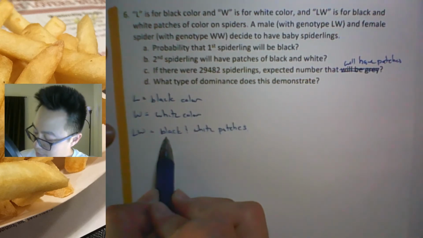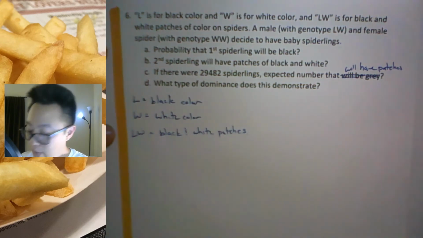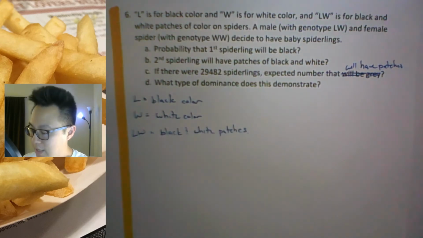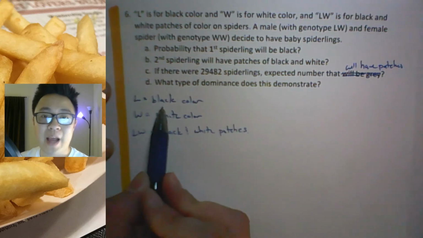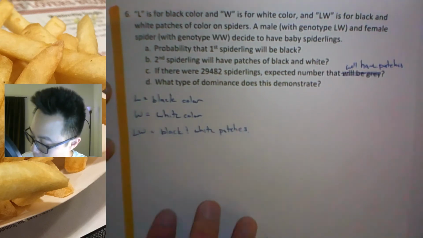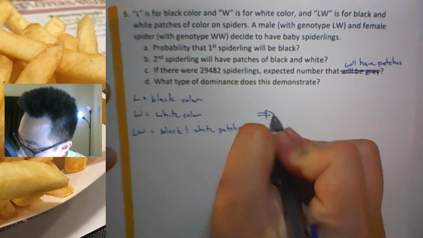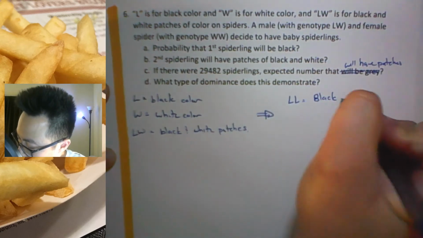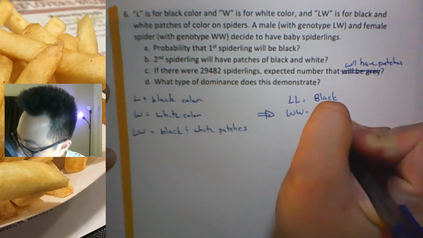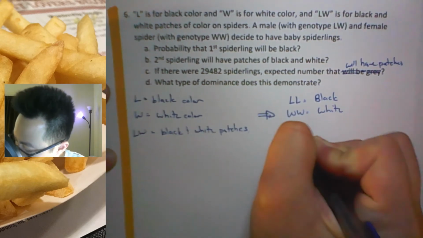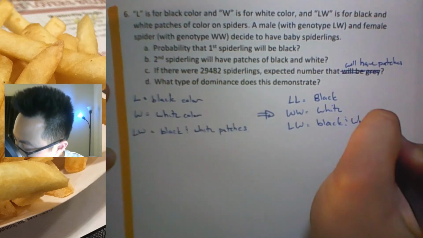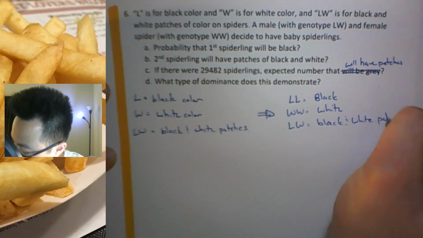Because I see here black and white patches, it already clues me in that it is a polka-dotted, Dalmatian spot-like condition where both the black and the white are being expressed. So that means if I were to look at genotypes, big L would be black, big W would be white, and big L, big W together would be black and white patches.